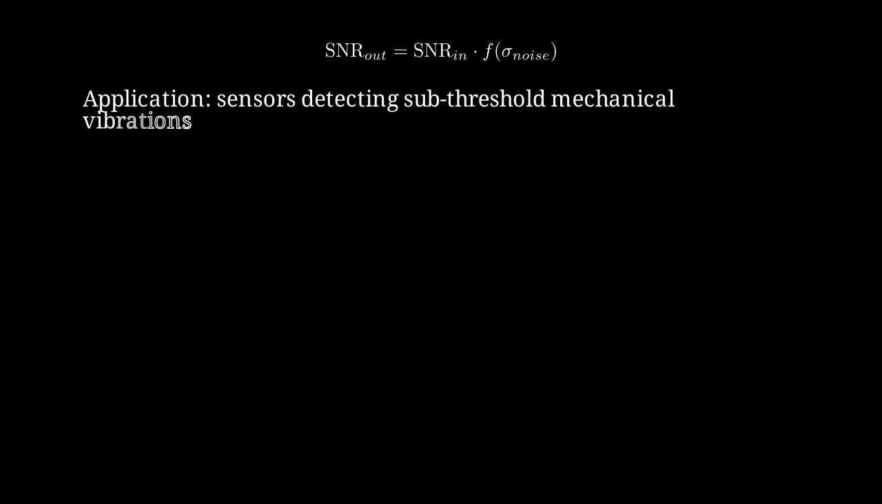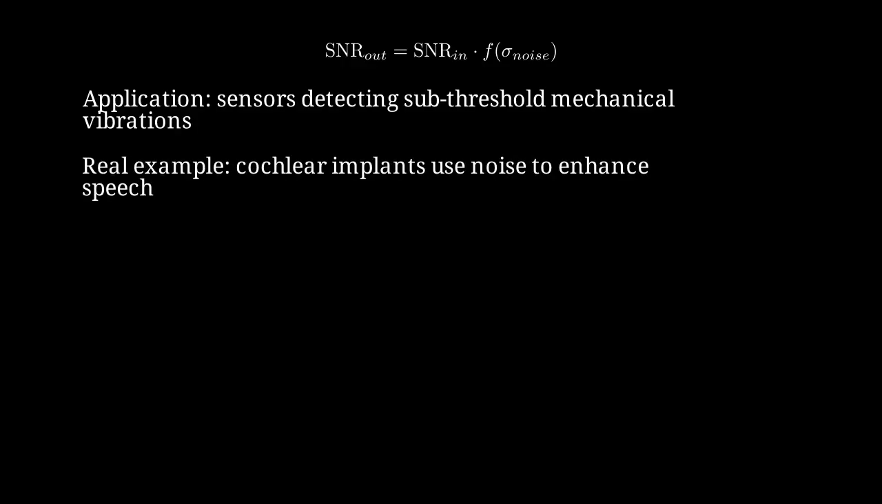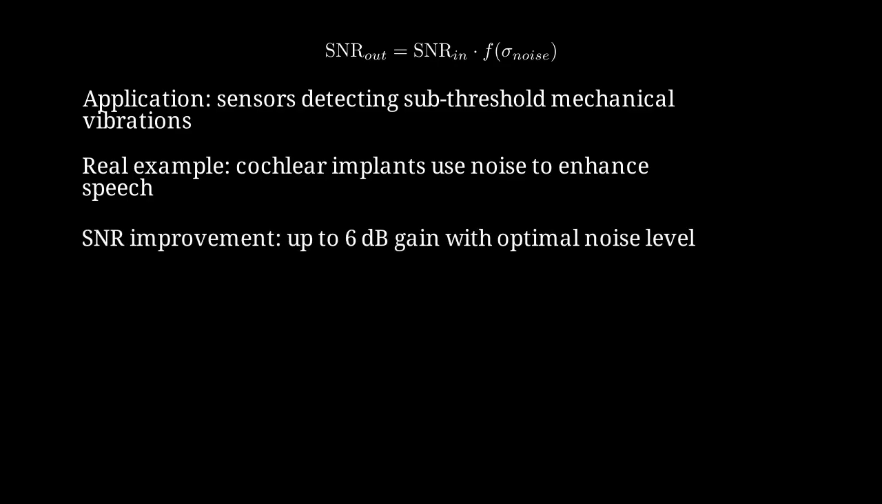Applications include sensors detecting subthreshold mechanical vibrations in structural health monitoring. A real example is cochlear implants that use controlled noise injection to enhance speech perception in deaf patients. Signal-to-noise ratio improvements of up to 6 decibels have been measured with optimal noise levels.